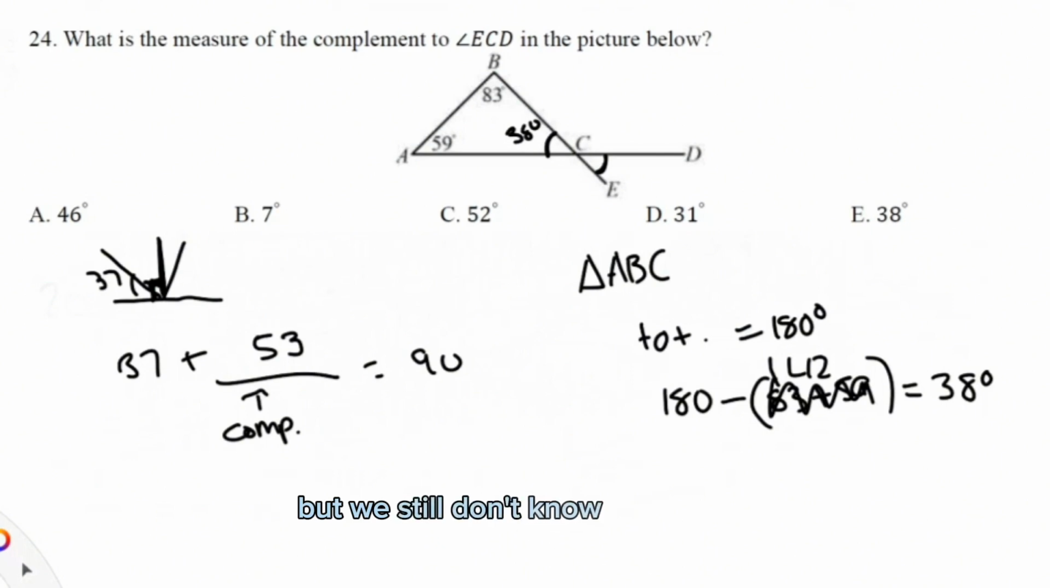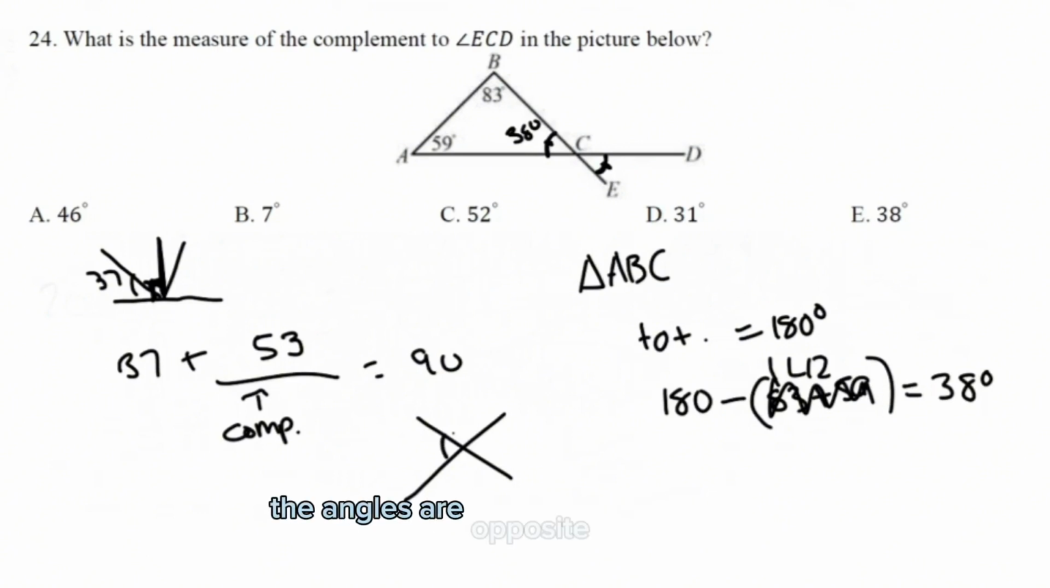But we still don't know angle ECD. But actually we do. See, this right here is called a vertical angle. These two angles, angle ECD and angle ACB, they're vertical. That means that there are 2 lines intersecting like this. When 2 lines intersect like this, the angles on opposite sides like this will always be the exact same.